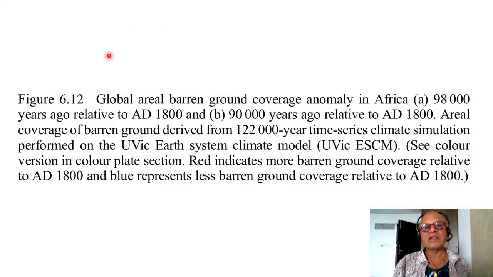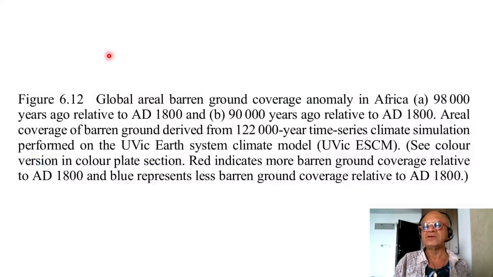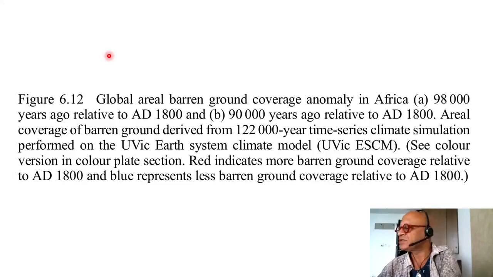The next one is on global aerial barren land coverage anomaly in Africa. So we're back into Africa. 98,000 years ago and 90,000 years ago. This is again from the long simulation. Even though I don't know why it said Africa, I hope I didn't screw that up. Let me just quickly check 612. Always tricky when I'm copying figures and not being super careful about it.